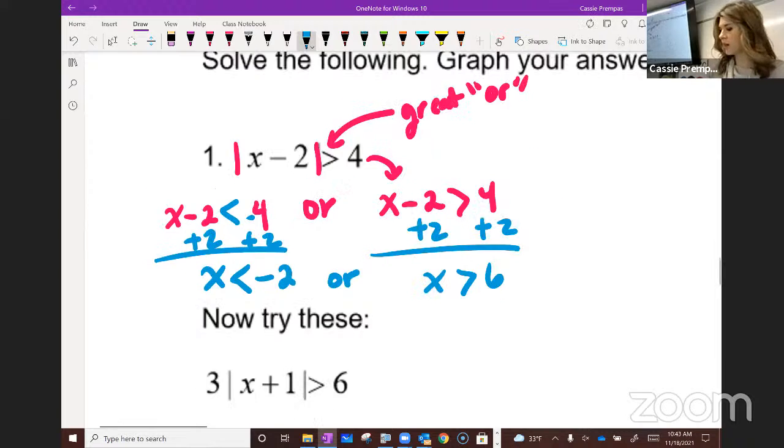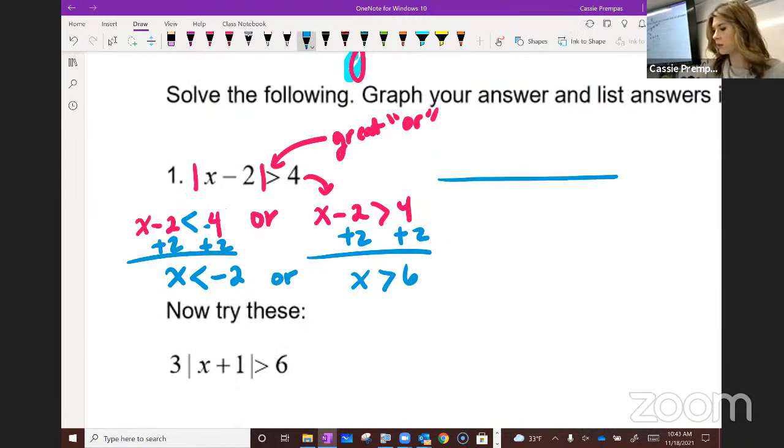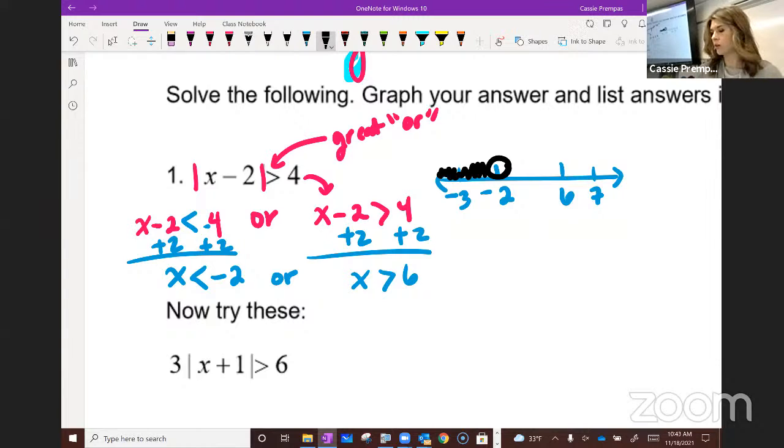So I graph these values on a number line. Should I have an open circle at -2 or a closed circle? Open. Should I shade to the left of -2 or to the right? The left, good. So x has to be less than -2, or, and now I write the number 6. Should I have an open circle at 6 or a closed circle? Open. Should I shade to the right or to the left?